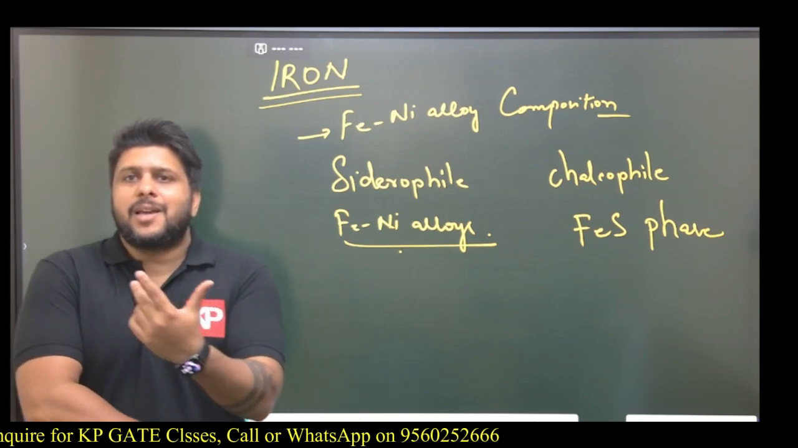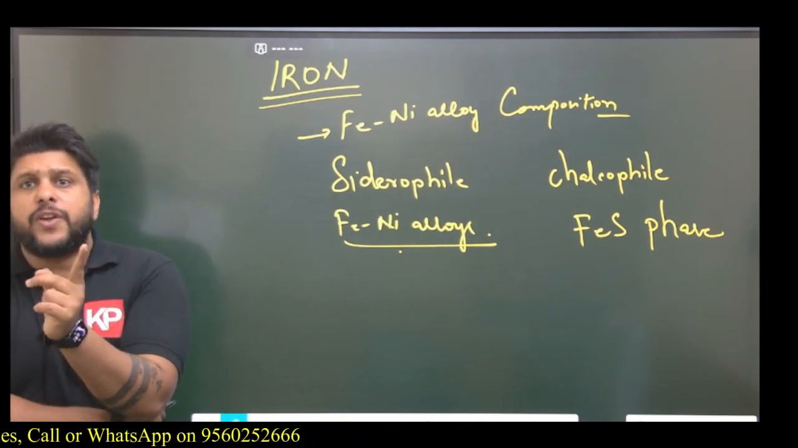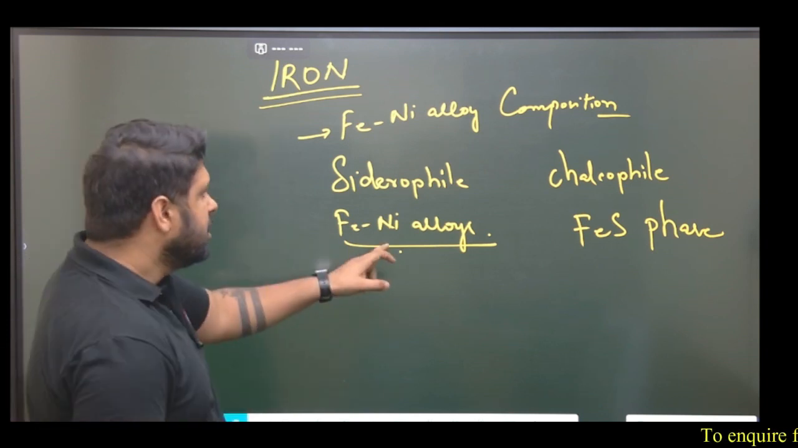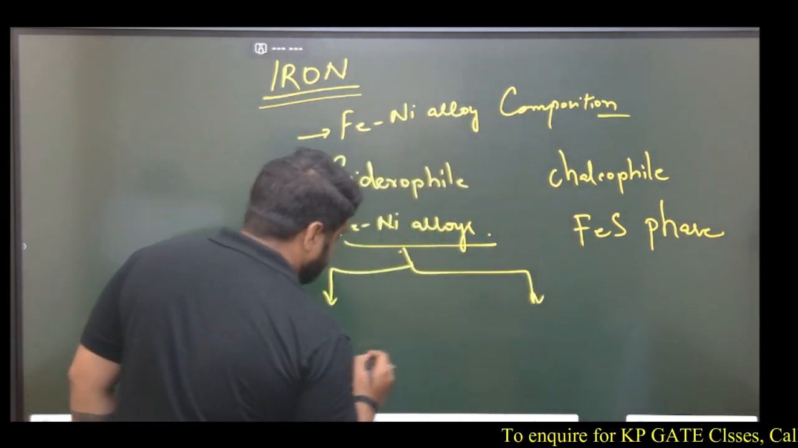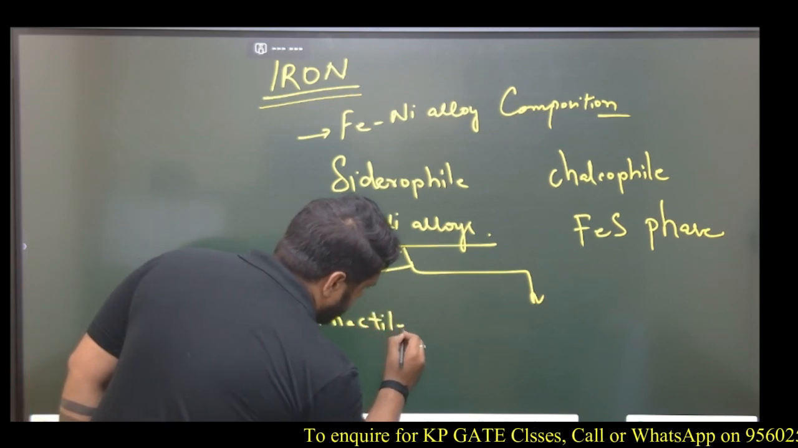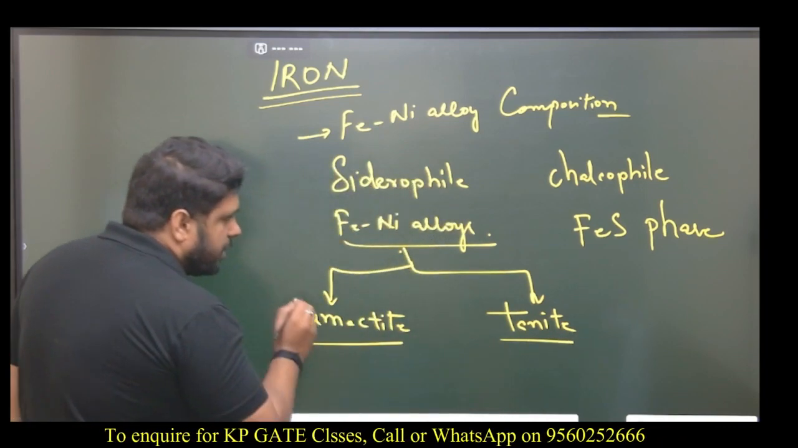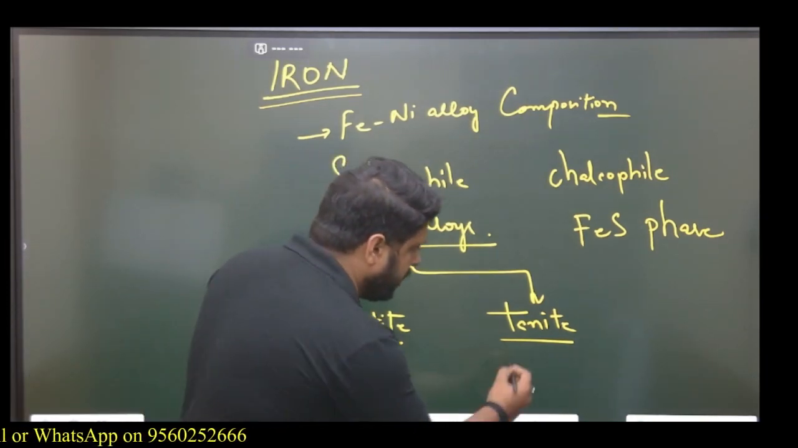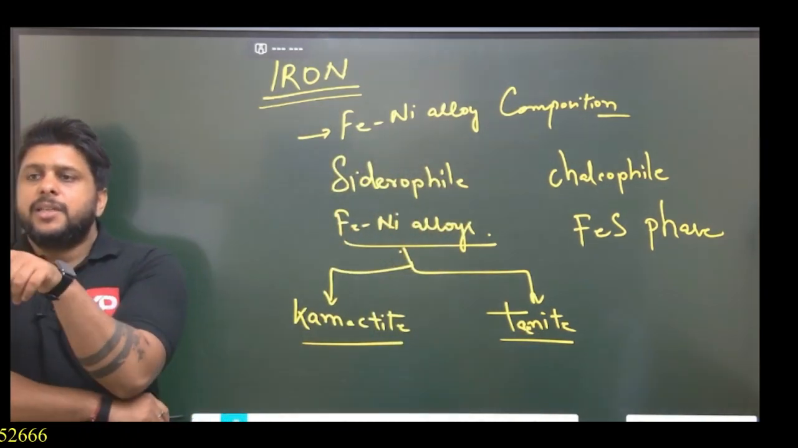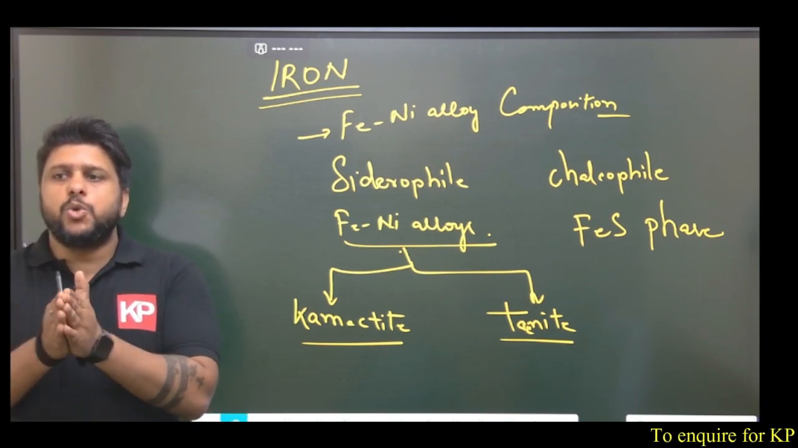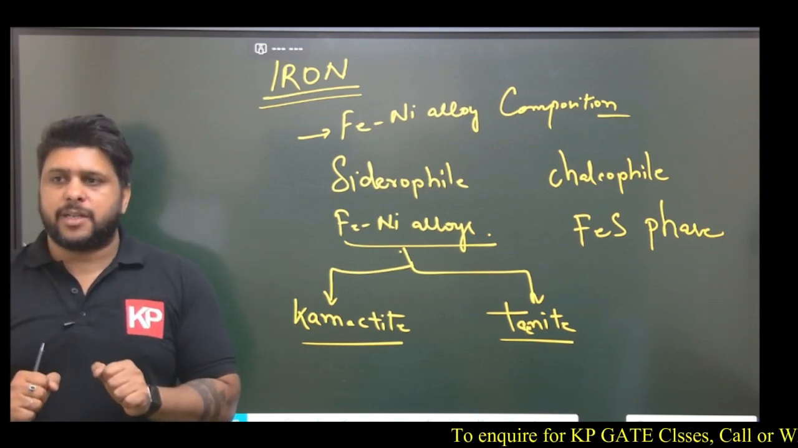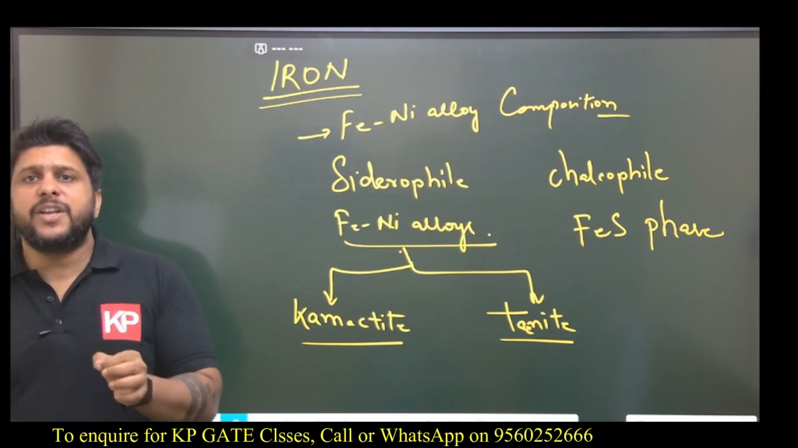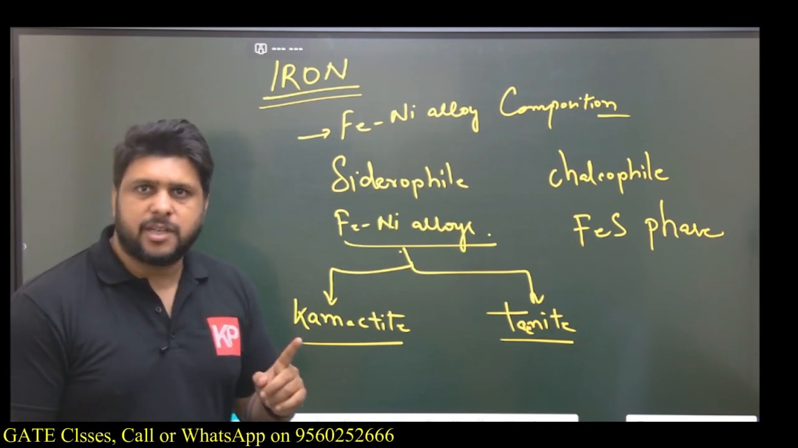In iron-nickel alloys we have two phases, which have exsolved from a single homogeneous mixture. Those two phases are kamacite and taenite, T-A-E-N-I-T-E. You will find these kamacites and taenites usually intergrown in a cross-hatched pattern of exsolution lamellae, and that texture is known as Widmanstätten texture, and this question was asked in a previous year examination.